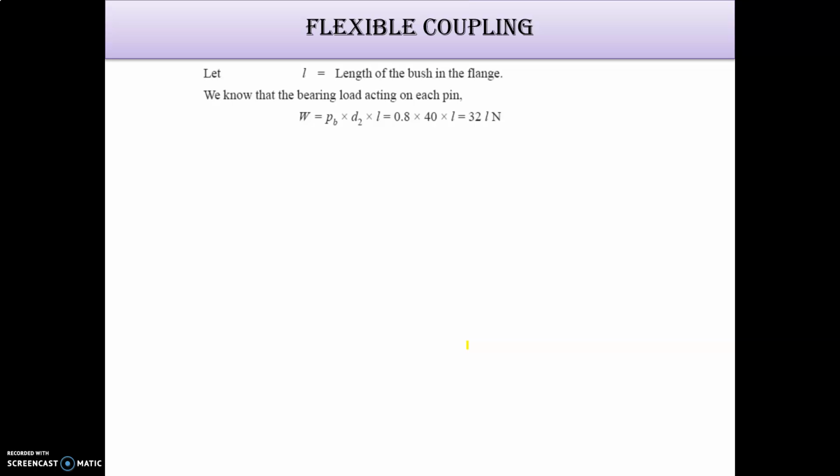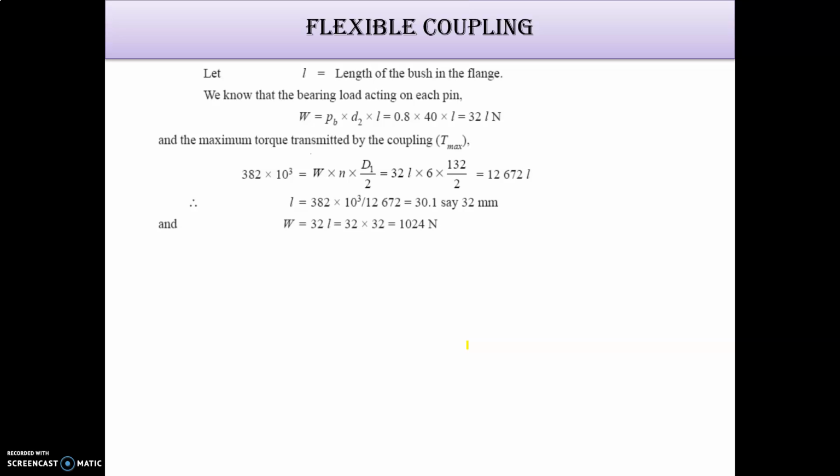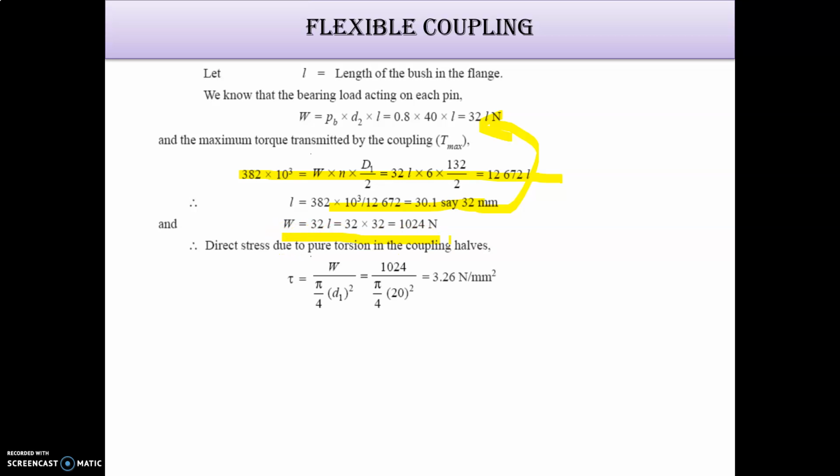So L and load, we can find out. Load is equal to pB into d2 into L, 32 times L. Torque is equal to what? This load into N into capital D1 by 2. So we put the values in terms of L, and you will get a value. So here we can find it out with the help of these terms. With the help of this relation, we get the value of L. So put this value of L here, you will get W, that is 1024 Newton.